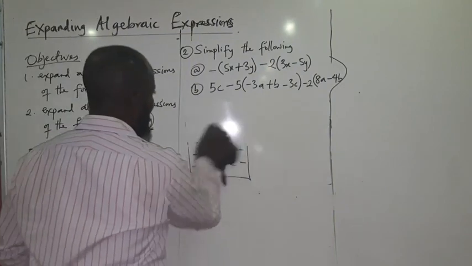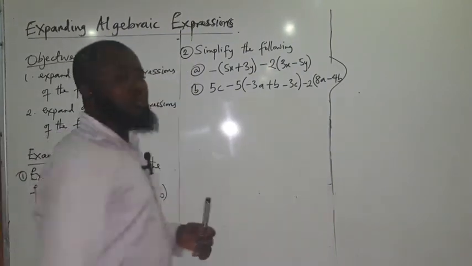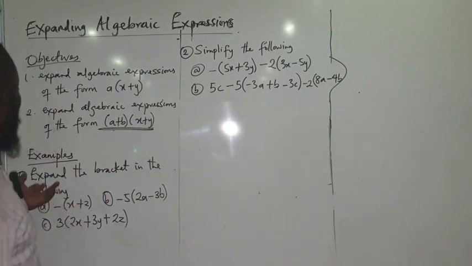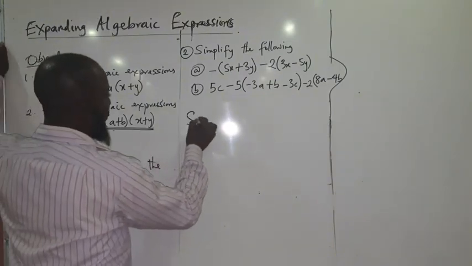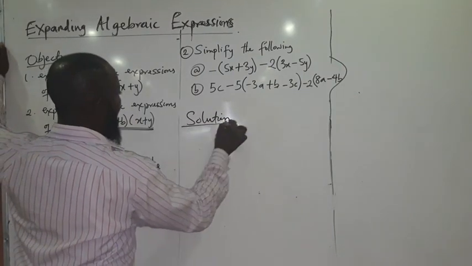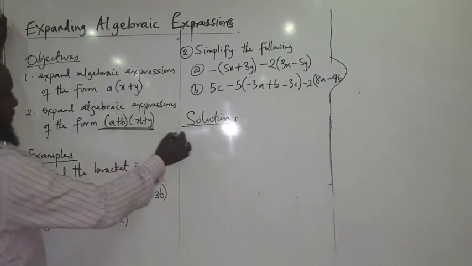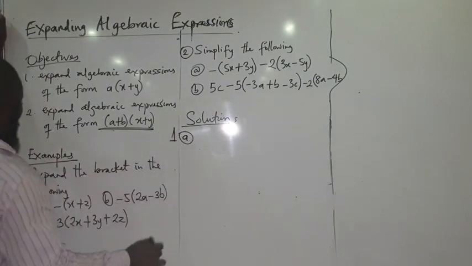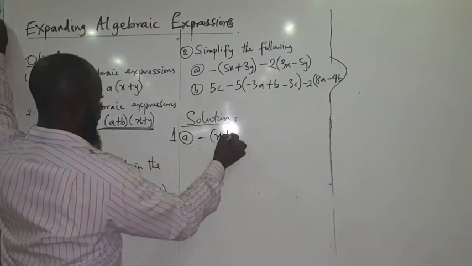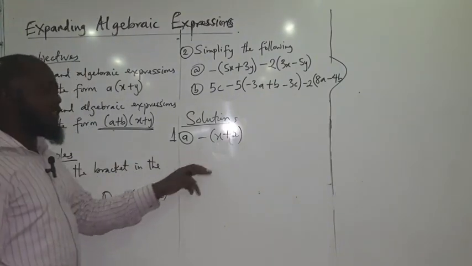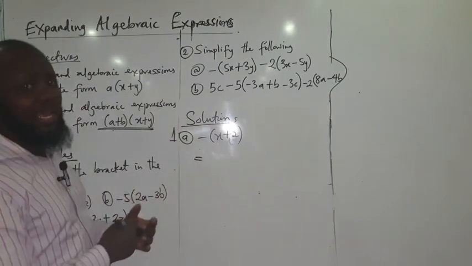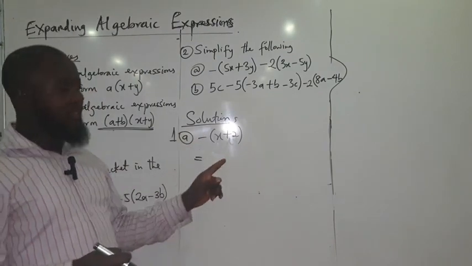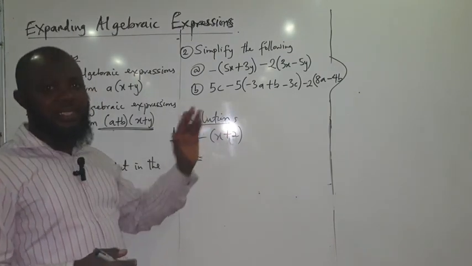When you are asked to expand, sometimes the question will say remove brackets. They are saying the same thing. So just like this one: expand the brackets in the following. That is, you don't want to see brackets there again. So what does that mean? It means we are going to use the term we have outside the bracket, that is 1a, minus (x + 2). We want to remove the brackets, so we use whatever we have outside the bracket to multiply all the terms inside the bracket.